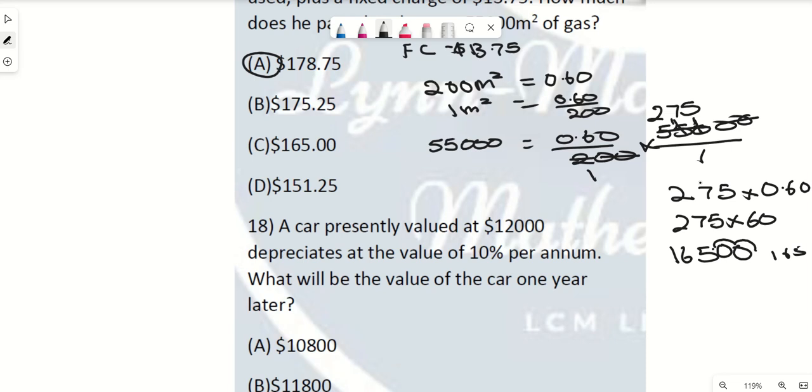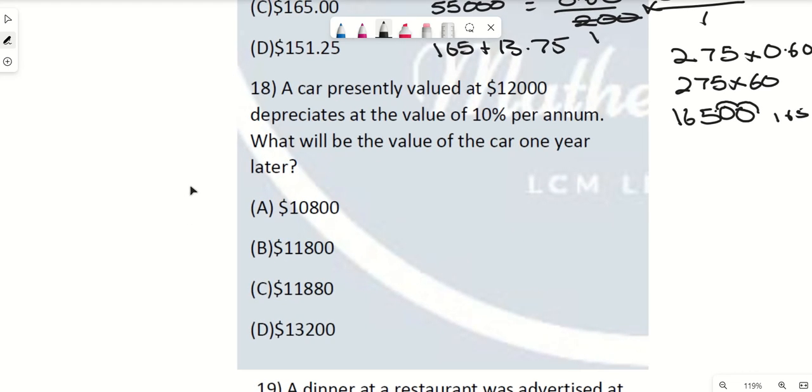However, remember, we still have that fixed charge. So it's 165 plus 13.75, which is equal to 178.75. A would be your answer. Right? Now let's look at 18.